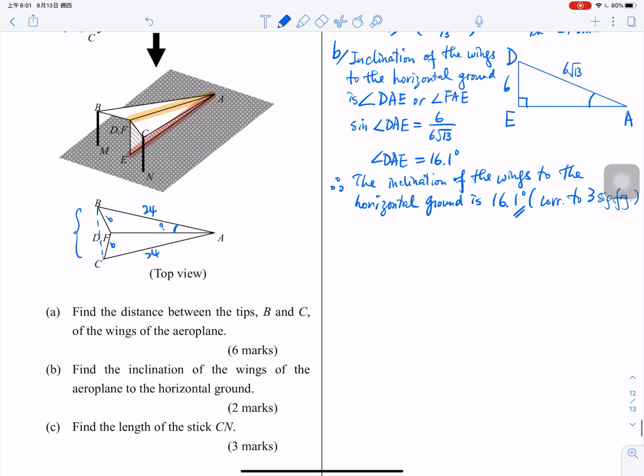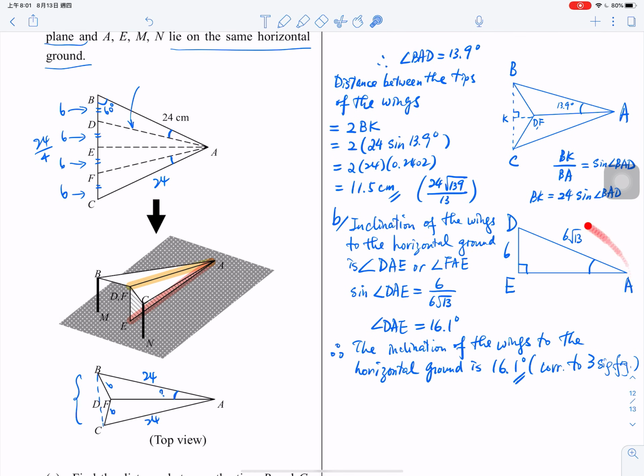Part C. Okay, the last question. The length of the stick CN. Try to think about this figure and this figure. Just now D projected on D, right? If we want to find CN, actually you can say that also is BM. If here K we have a stick, K to the ground also can be the length, right?